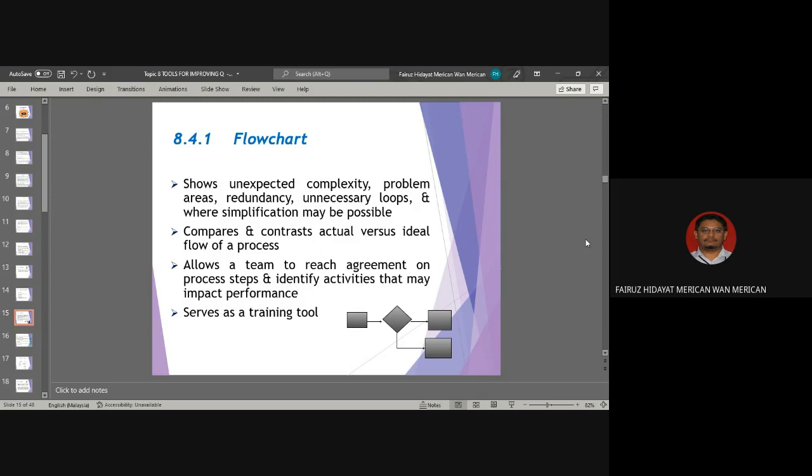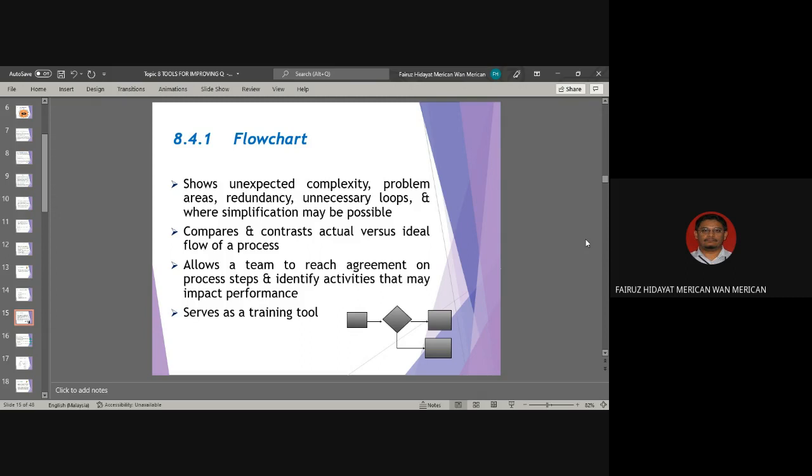And it allows a team to reach agreement on the process steps and identify activities that may impact performance. Okay, so when you have a flow chart, again, it's an illustration, a visualization. So it helps those involved in designing the process flow of that company to agree on what are the proper steps in the process, because they can visualize everything in the illustration.